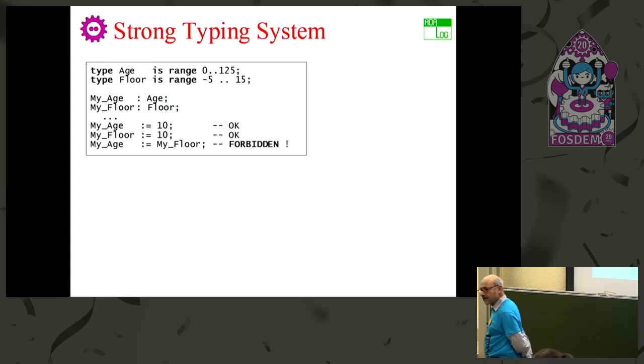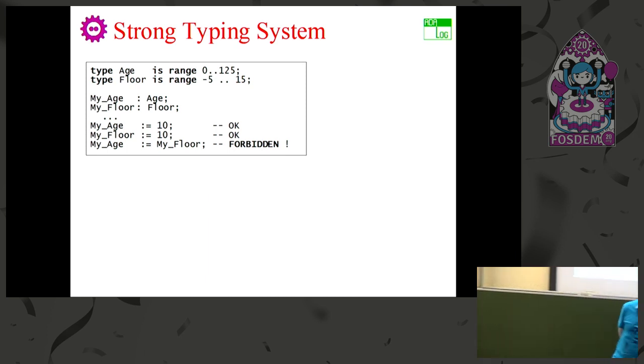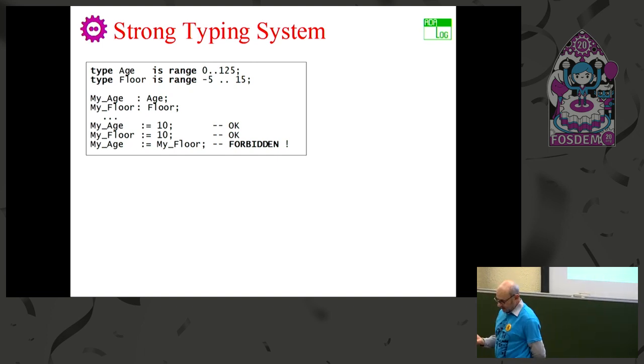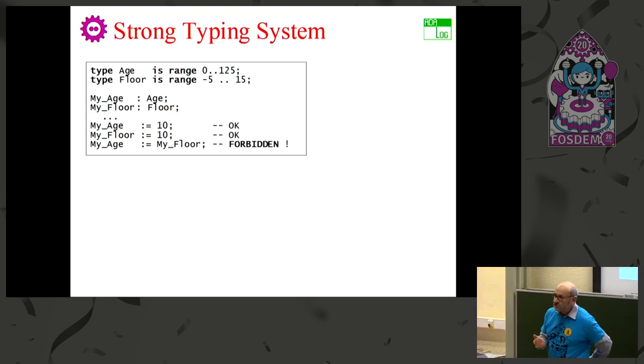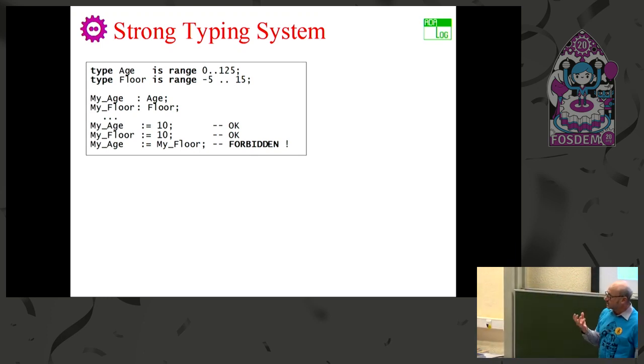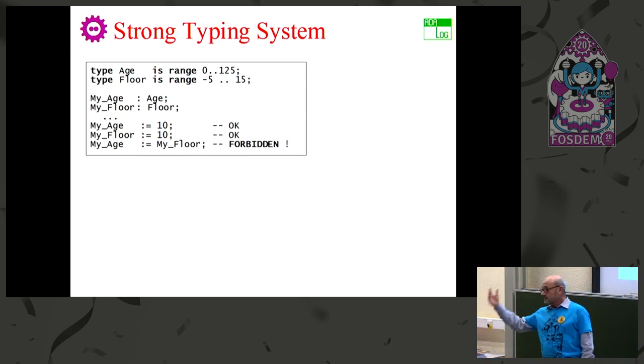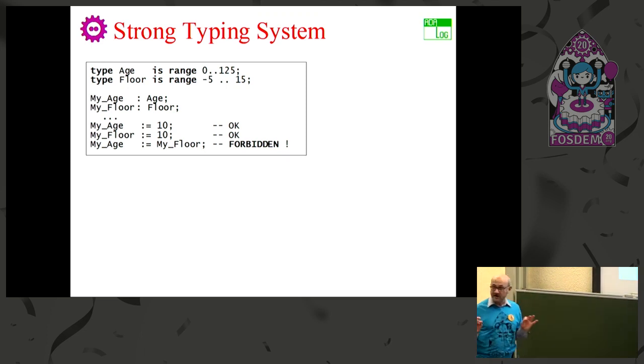So, I said strong typing. What does it mean? Imagine I have the age of a person. When you design a type, types in Ada are abstractions of real world objects. Well, you cannot add the age of a person to a number of floors. It's meaningless, okay? So in Ada, you define a type, and every type is different.